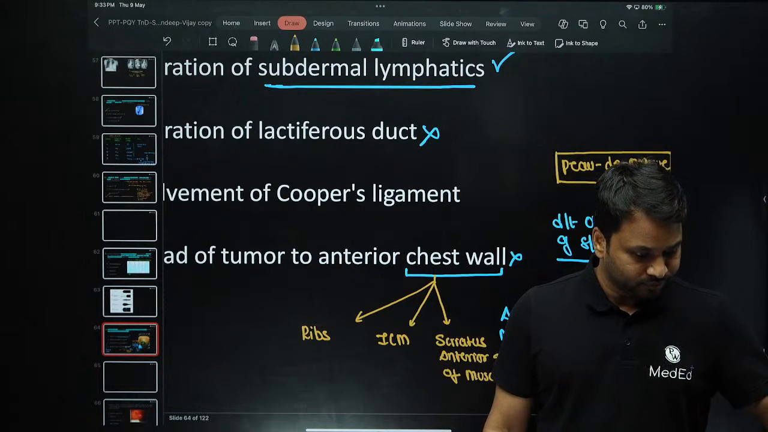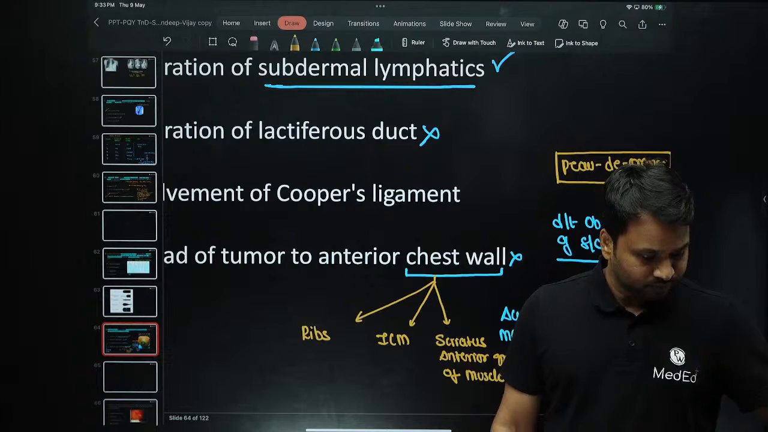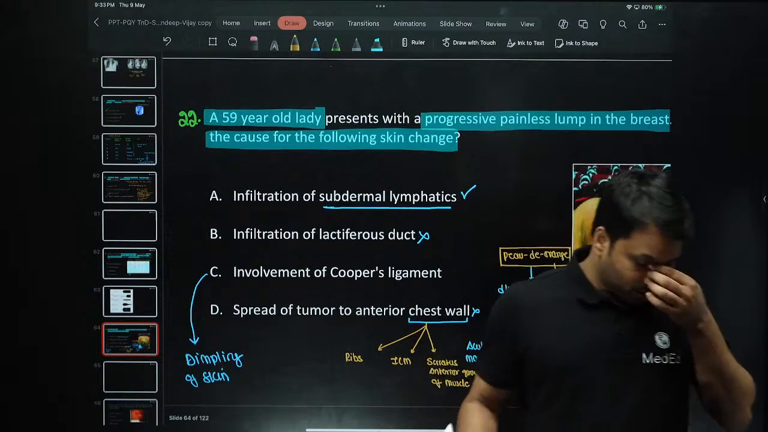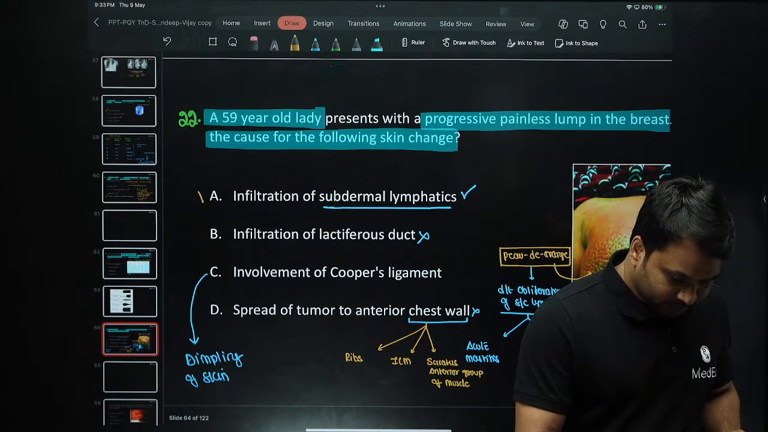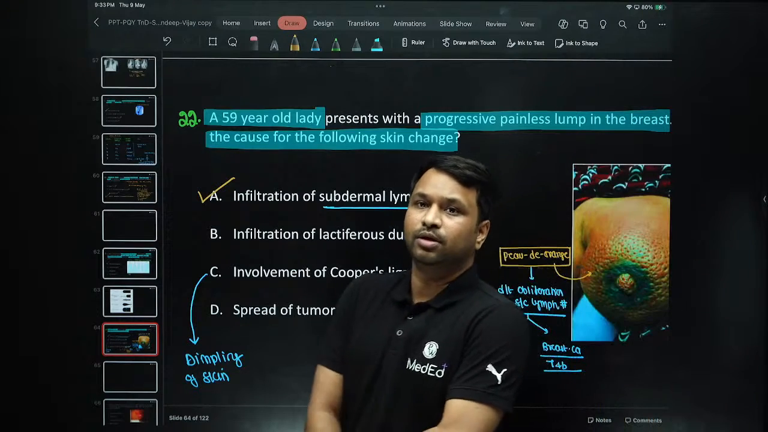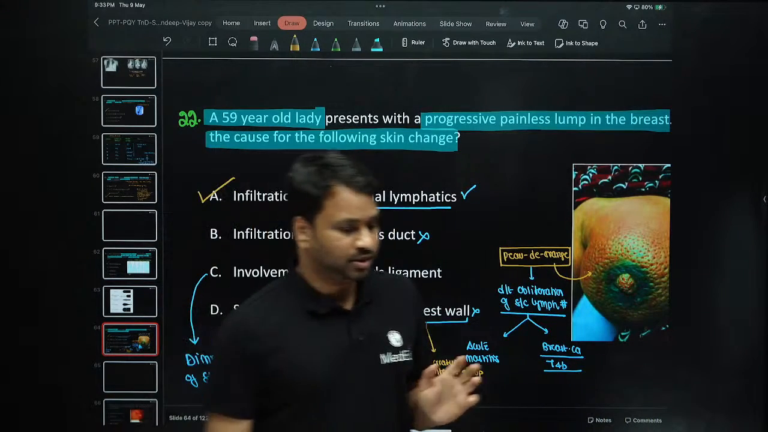ठीक है? चलो. So answer here is going to be A for Ahmedabad. Infiltration of subdermal lymphatics. ठीक है?